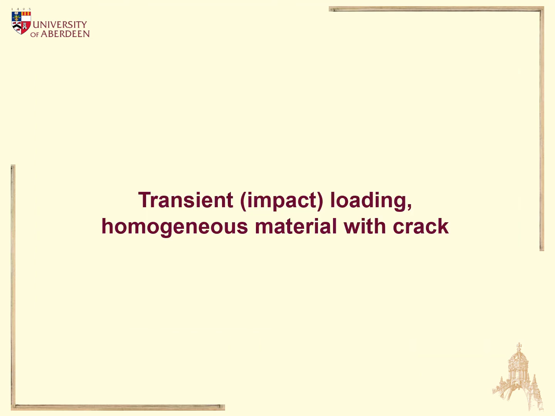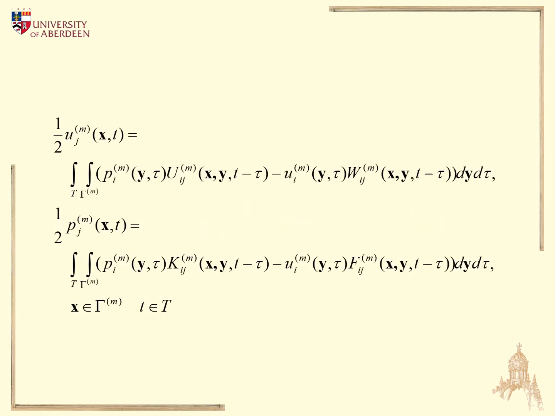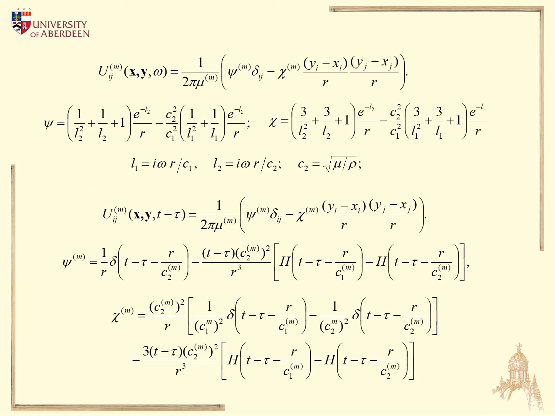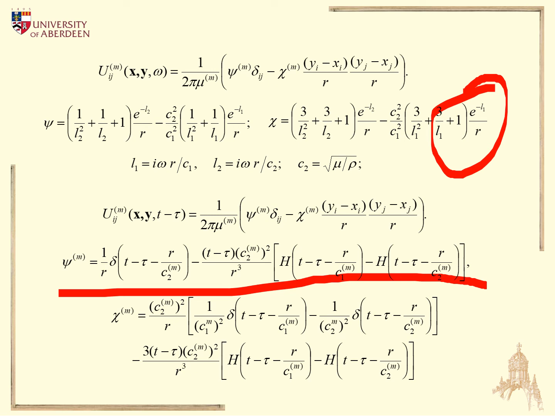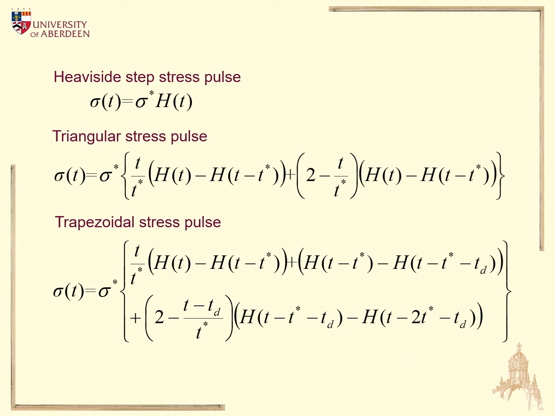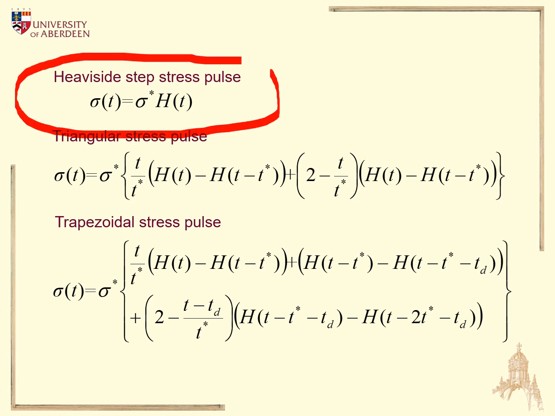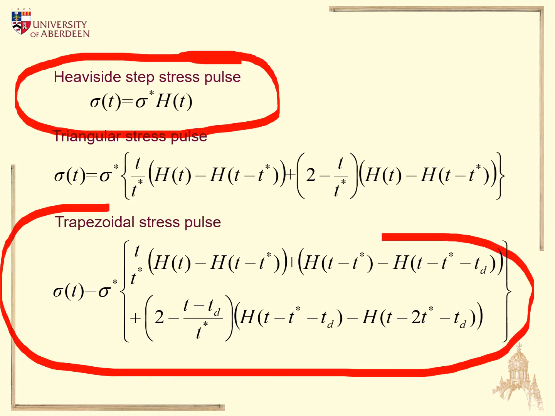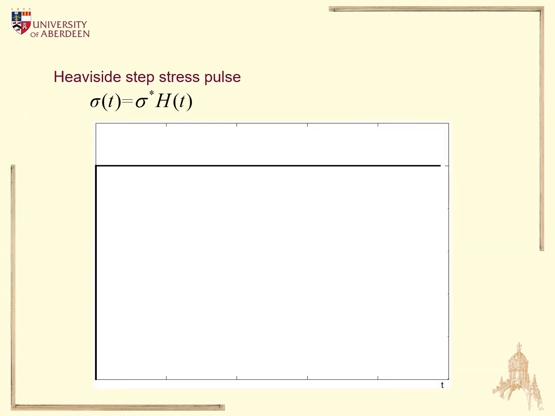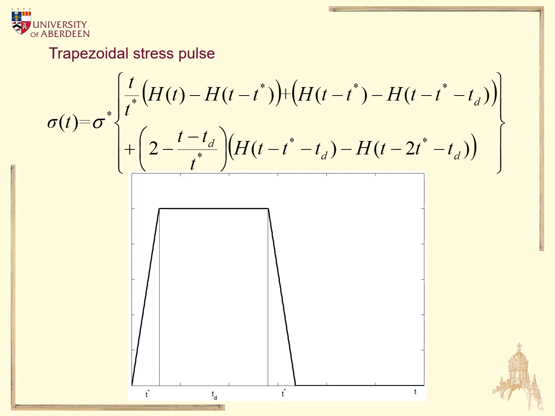Now, what happens if we have impact loading and if we still want to use all techniques developed for harmonic loading for the case of general dynamic loading? That's how a system looks like, just a brief reminder. And that's how integral kernels would look like for the case of harmonic loading, our exponential functions as before. And for impact loading, we have Heaviside functions here. Usually people would consider the following types of stress pulses. We would be mostly interested in Heaviside pulse, that's impact loading, and trapezoidal stress pulse. That's how Heaviside pulse looks like, and that's how trapezoidal stress pulse looks like.